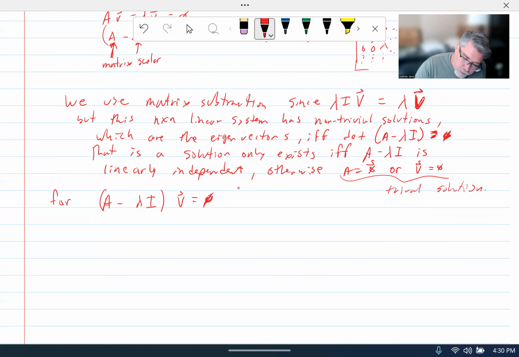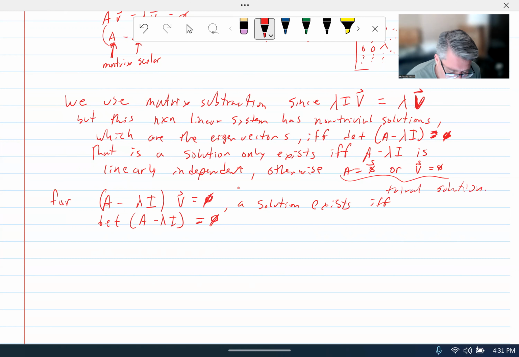For this guy, the solution exists if and only if the determinant of A minus lambda I is equal to 0. So that determinant is equal to 0, then A minus lambda I is linearly independent.